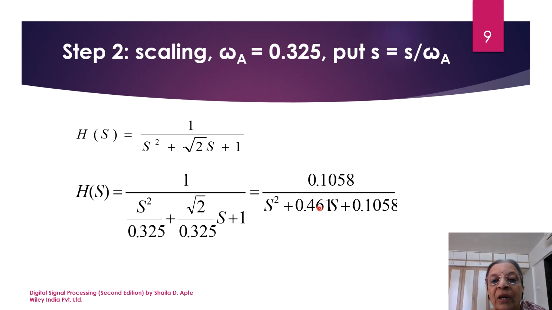So we can just evaluate this and we'll get this as the polynomial. And this 0.325 is also supposed to be inside the bracket, which is supposed to be squared. So S will be replaced by S upon 0.325. The whole thing is to be squared, and the square value for this comes to 0.1058, which again comes in the numerator.